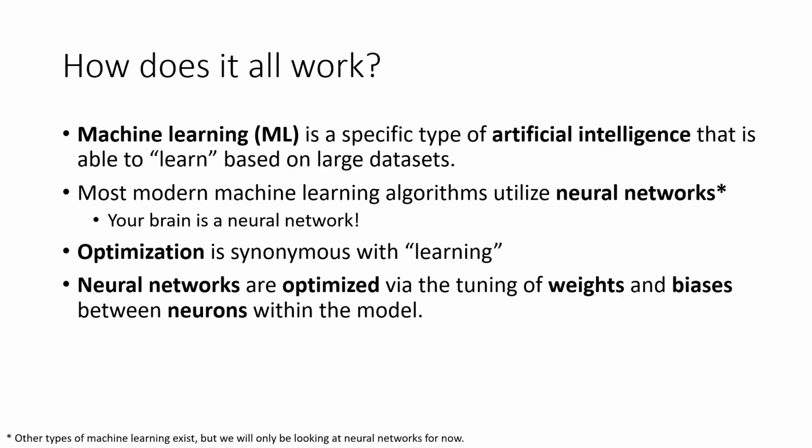So how is it possible that a computer is able to perform these complex tasks? The answer is machine learning. Machine learning is a type of artificial intelligence that is able to learn based on large data sets. Modern machine learning algorithms utilize neural networks, which are based on the way the brain works. Ultimately, your brain is nothing more than a complex neural network. And a neural network is able to learn via a process known as optimization, which tunes weights and biases between neurons in a neural network.